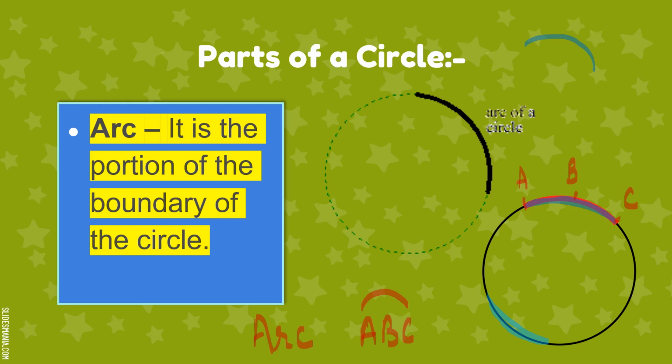Sometimes you would see in some books the arc can also be named by using two alphabets. Like I can name an arc by taking the first, that is A, and the last. So that will be A and C. But mostly, in 9 or 10, we use the naming with three alphabets of an arc.